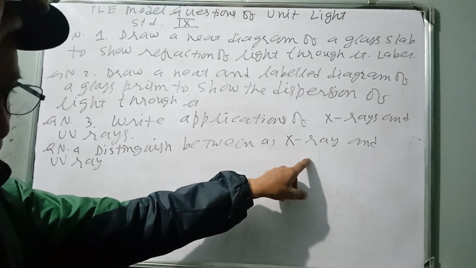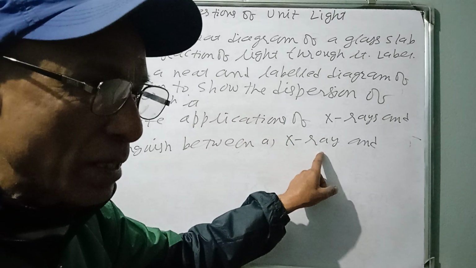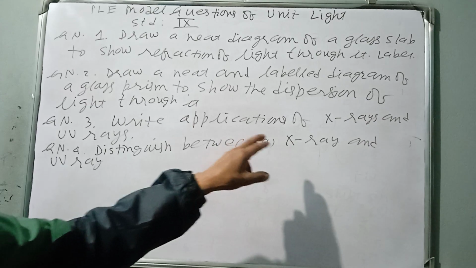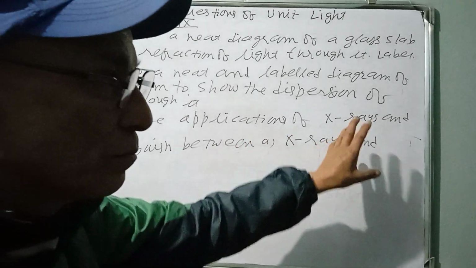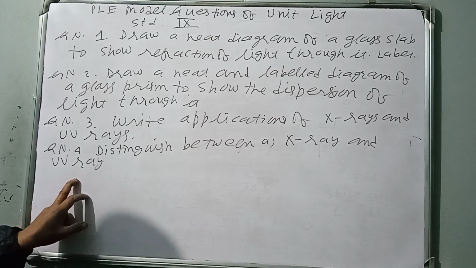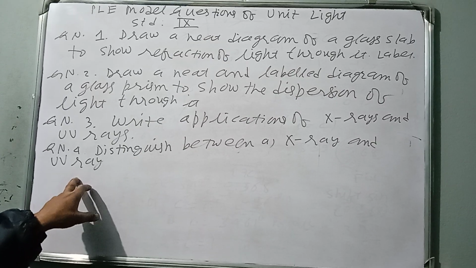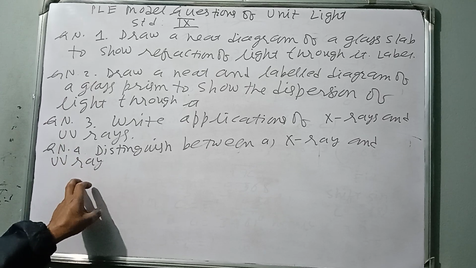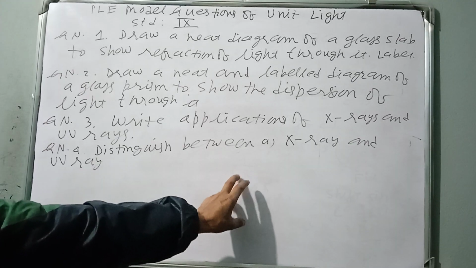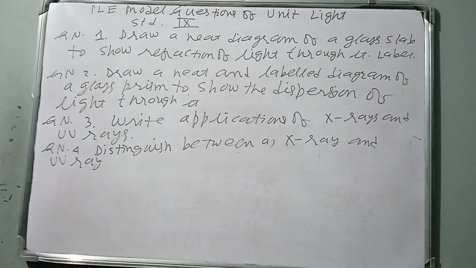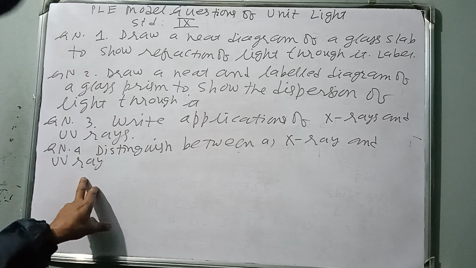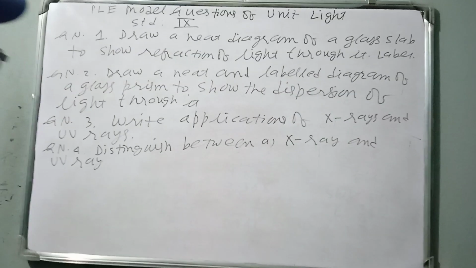X-ray: wavelength 10 to the power minus 11 to 10 to the power minus 8. It is produced by the X-ray machine and it is useful to kill cancer and to study heart tissue. Ultraviolet ray: it is produced by an electric arc or by the sun, and its wavelength is 10 to the power minus 7 to 4 into 10 to the power minus 7 meter. Use of ultraviolet ray: to produce visible light in fluorescent lamp, vitamin D, and some others.